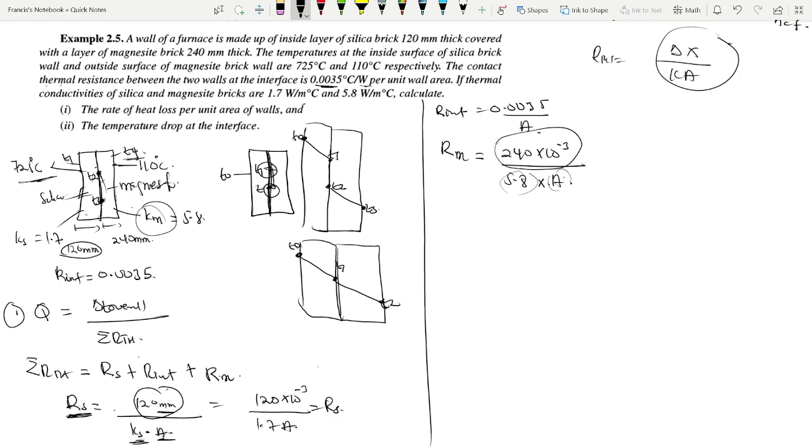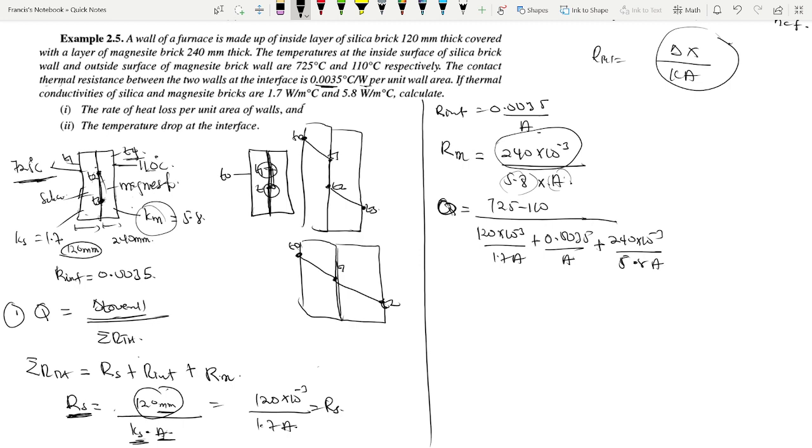So our overall heat transfer rate is equal to the overall temperature difference, which is 725 minus 110, all over the summation of the resistances: 120 times 10 to the minus 3 all over 1.7 A, plus the interface 0.0035 all over A, plus the magnesite 240 times 10 to the minus 3 all over 5.8 A.